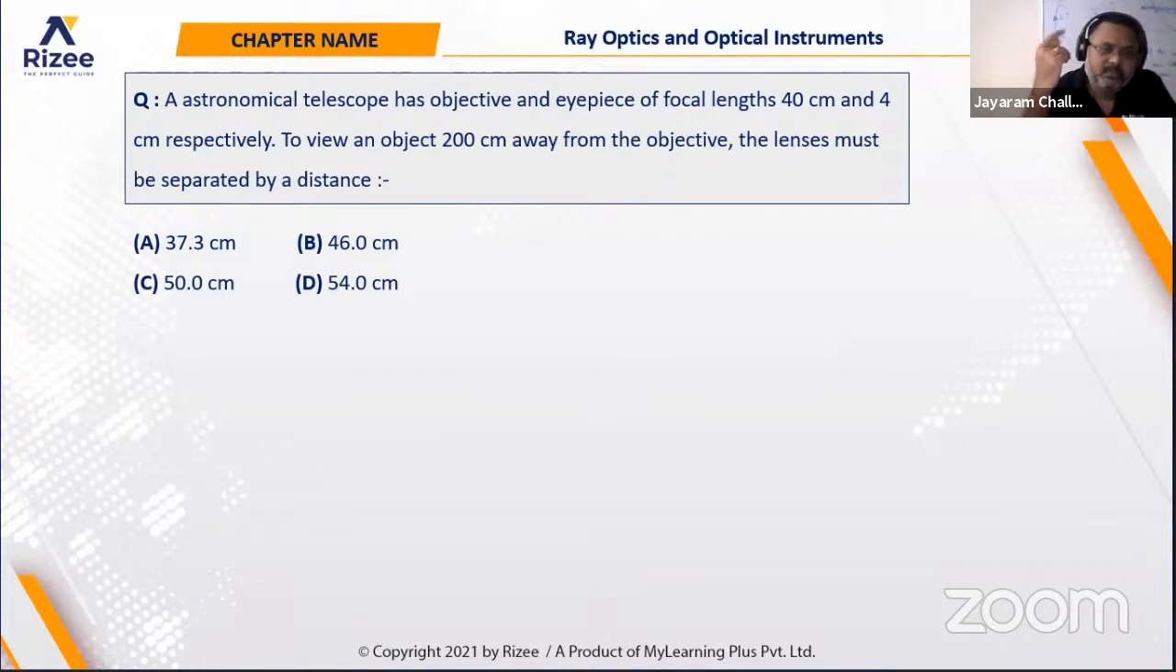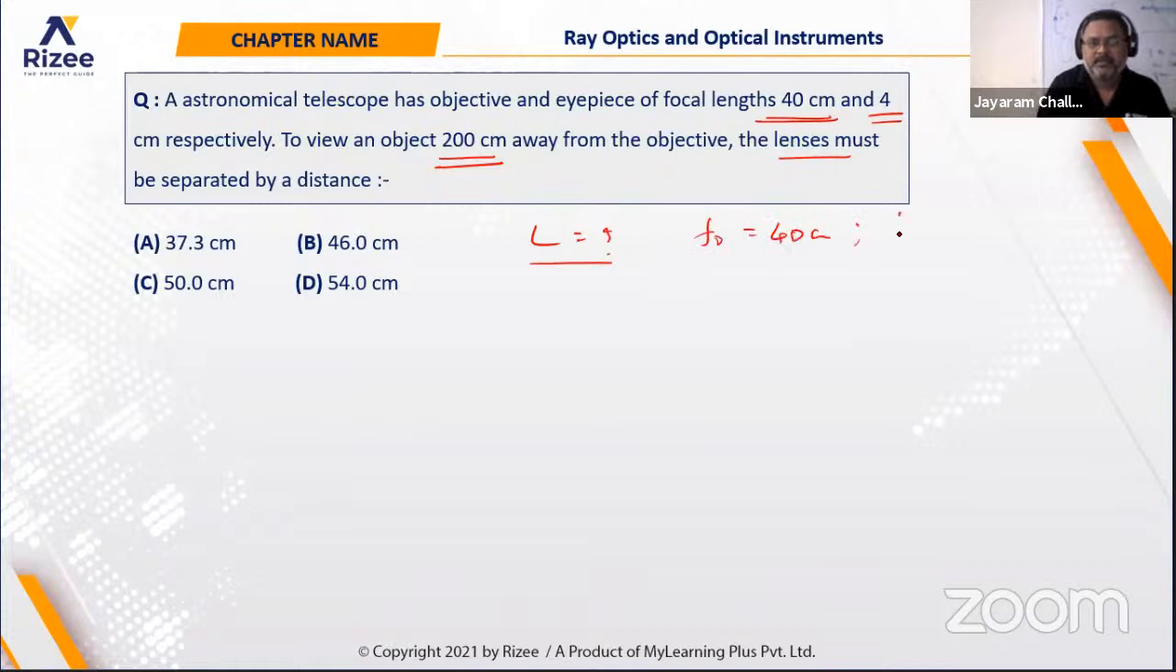An astronomical telescope has an objective of focal length, as I have told you. The objective will be the bigger one and the eyepiece will be the smaller one. To view an object which is 200 centimeters away, that means the object is at the near place, not far away. The lenses must be separated by how much, what is L going to be? He has given f0 = 40 centimeters, fe = 4 centimeters, and u0 = 200 centimeters. So this is the information he has given to us.